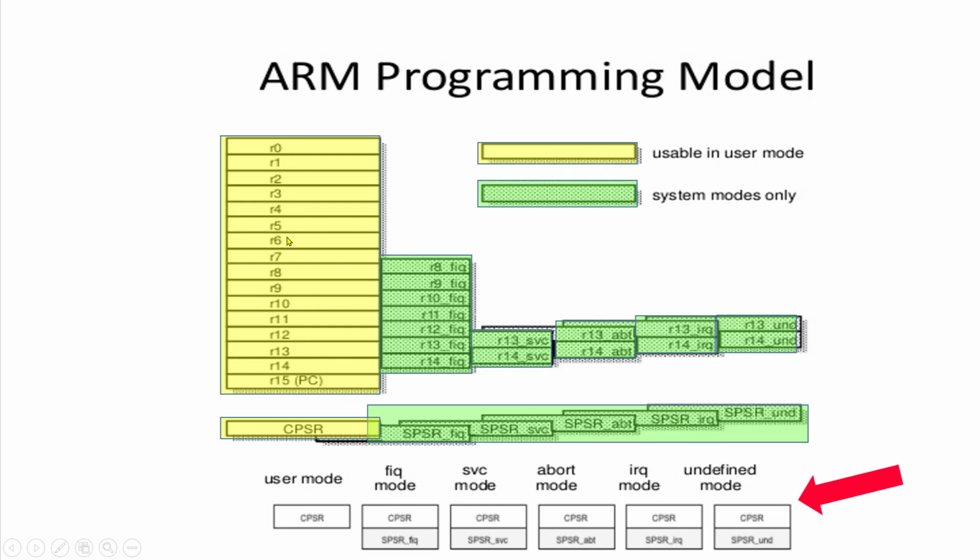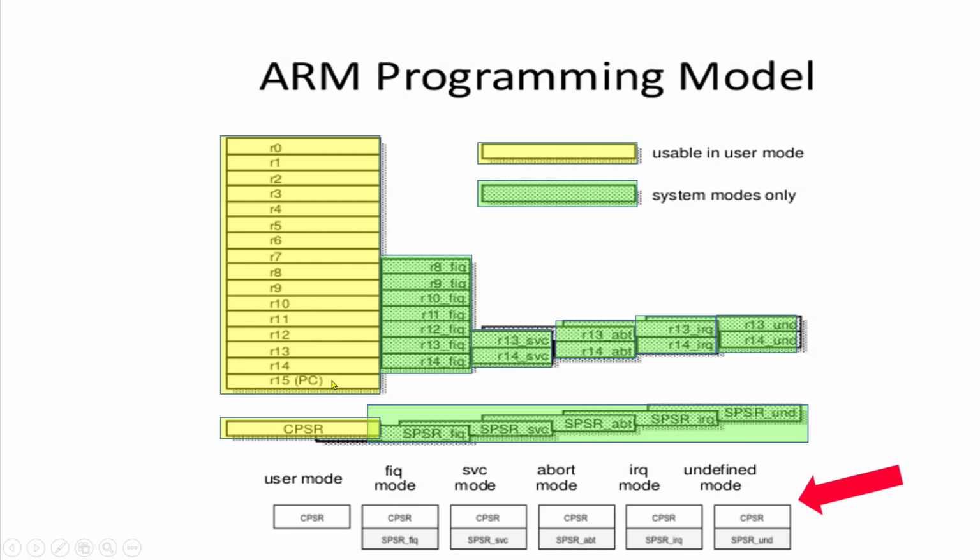You see this R0 to R14, these 15 registers are used as general purpose registers, and R15 is used as the program counter. Similarly, when the FIQ mode comes into picture, R15 is used as the program counter only. Similarly, for all these modes, R15 is used as the program counter.